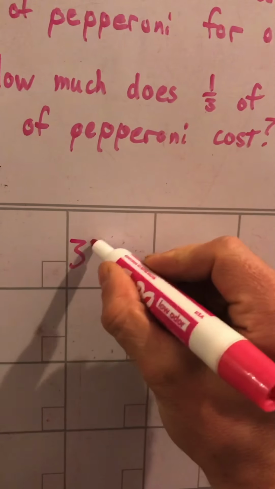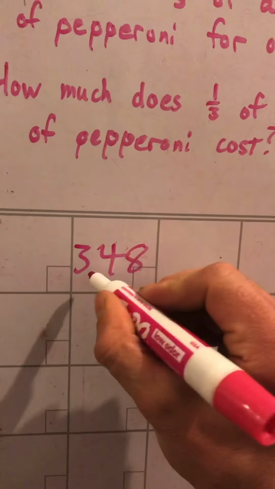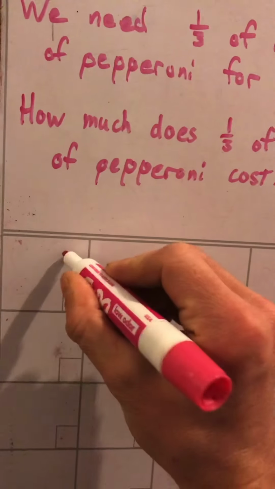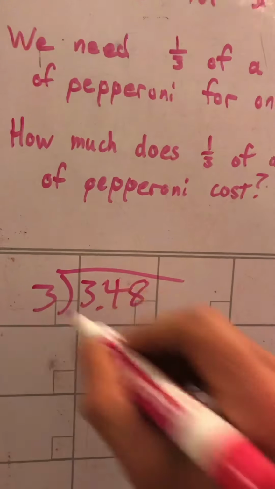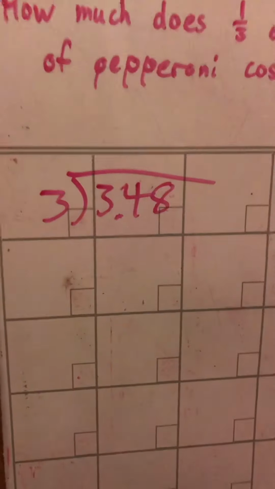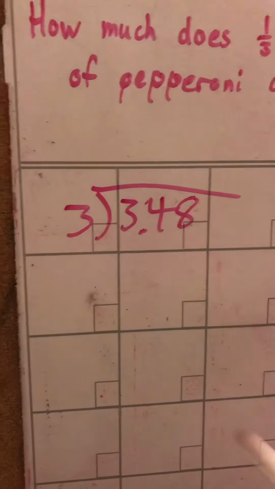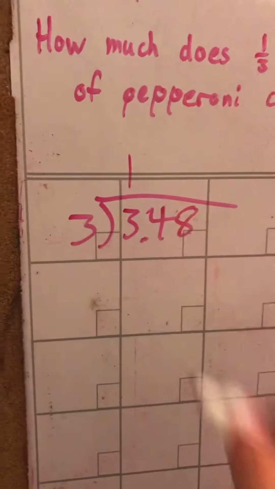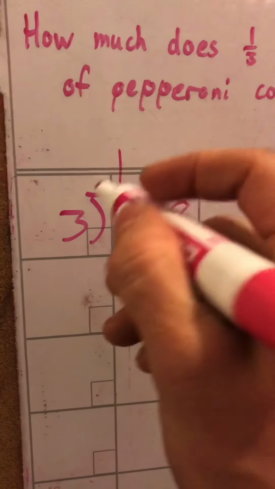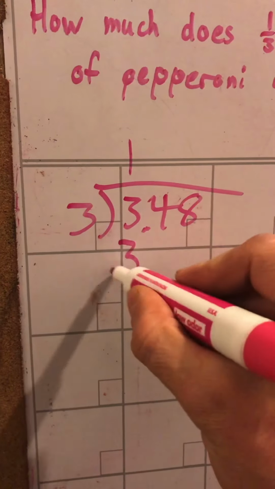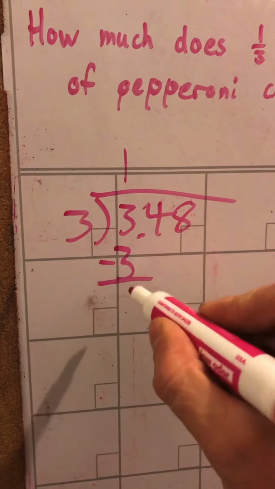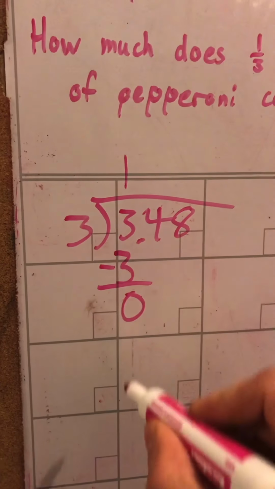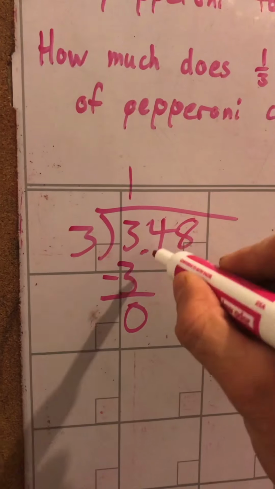We're going to look at $3.48 divided by 3. So let's get started. How many times does 3 go into 3? 1 time. What is 3 times 1? It is 3. We'll subtract that from 3, get 0. We'll bring down this 4.